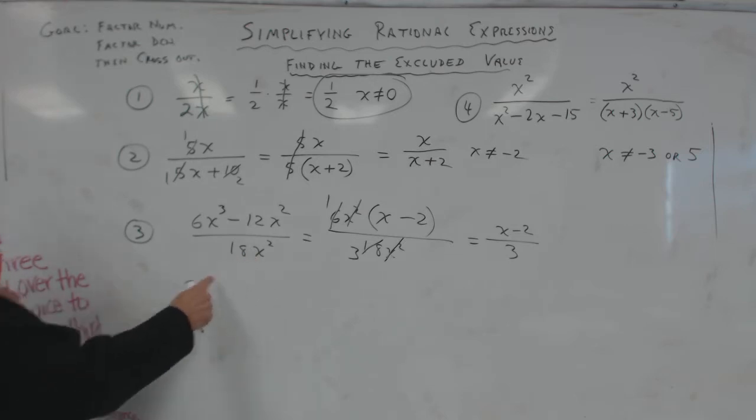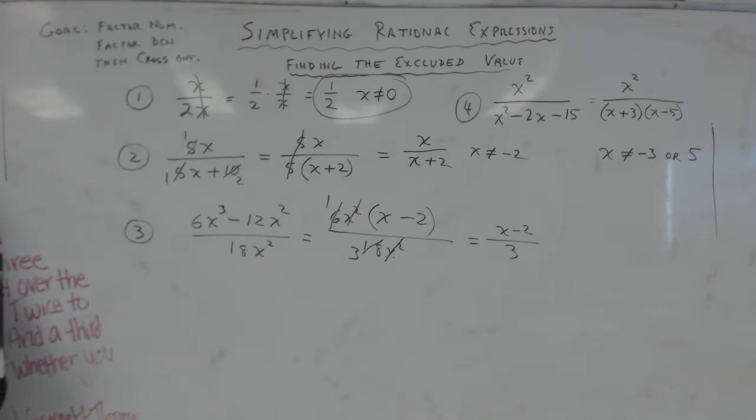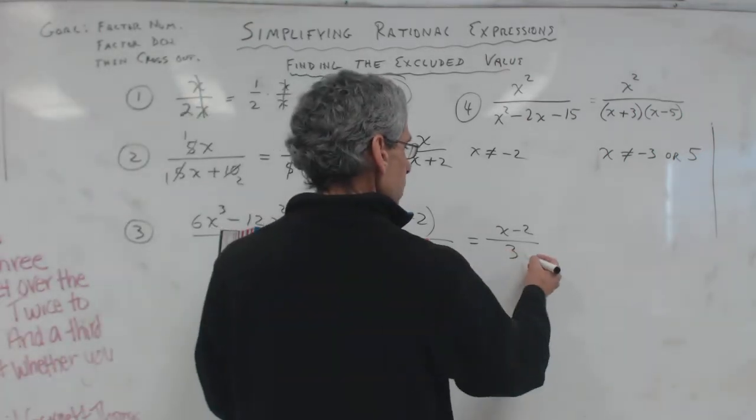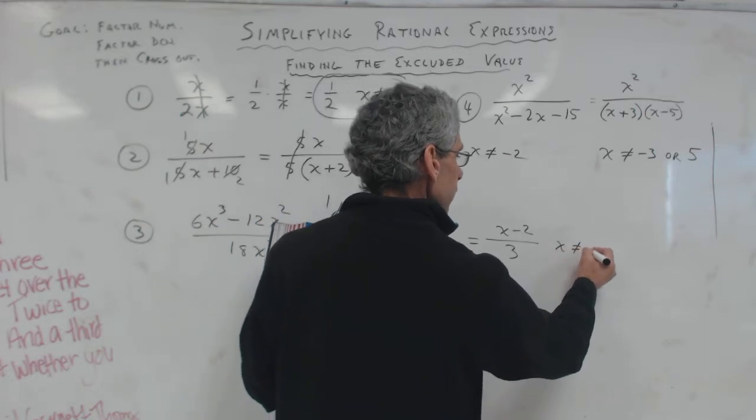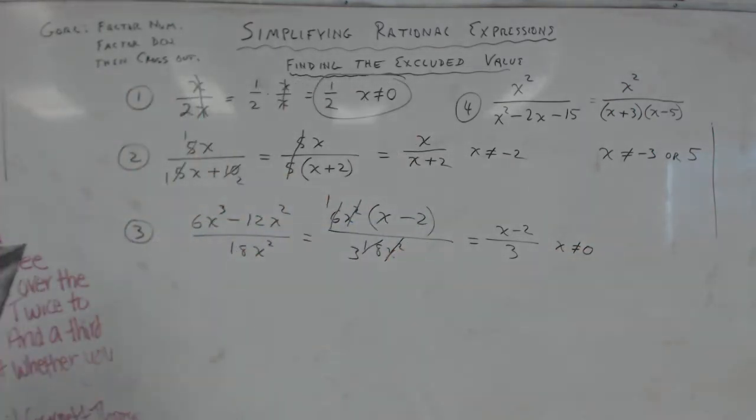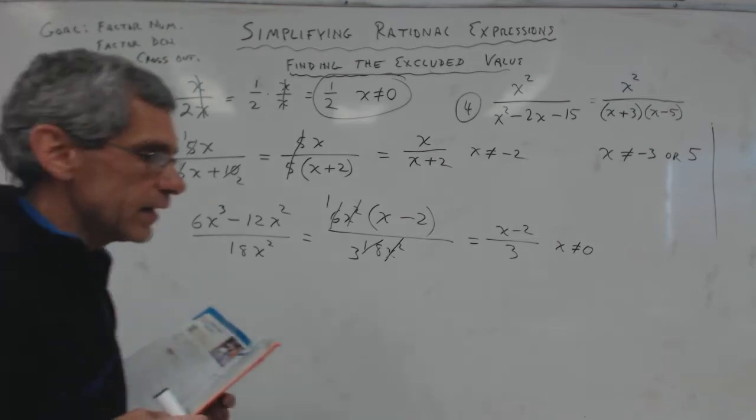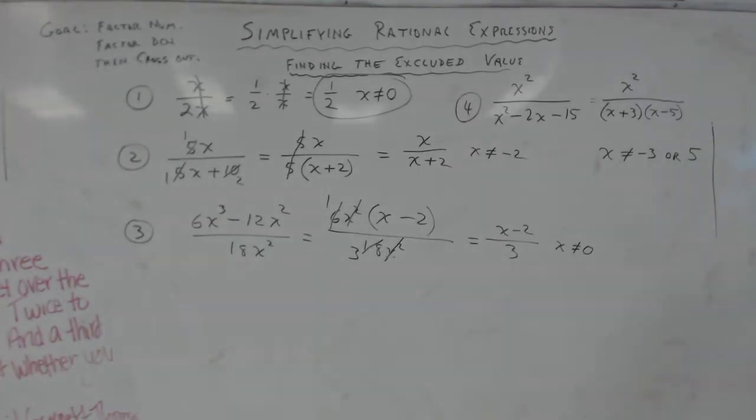X squared, what would x have to be for x squared to be 0? X would have to be 0, right? That's the only thing, because if it was 1, it would be 1, right? So x cannot equal 0. So that's my excluded value. This excluded value is really pretty easy once you get the hang of it. It doesn't really take that long to do. Okay, so then what if I gave you something like this?